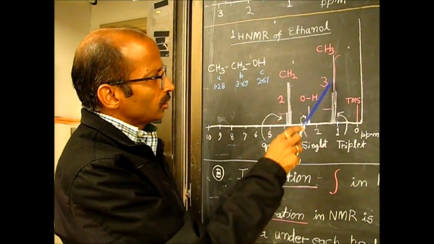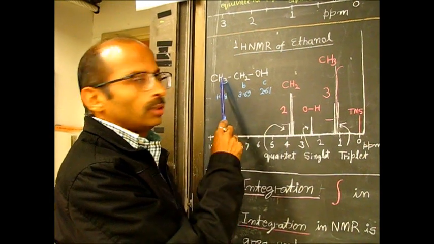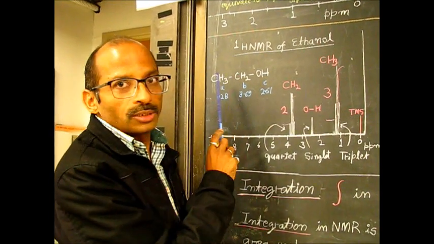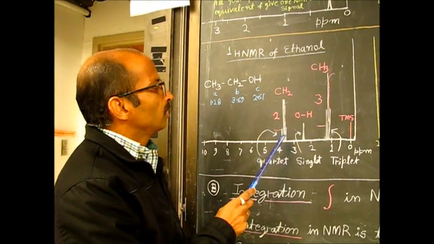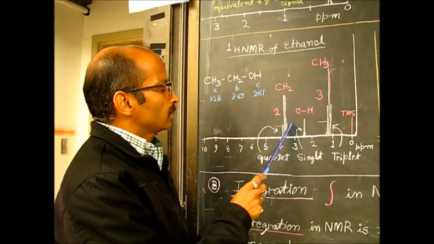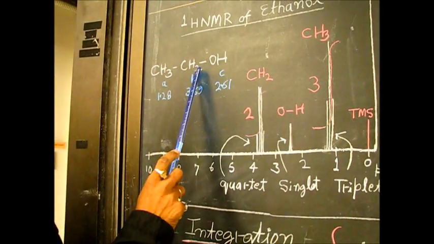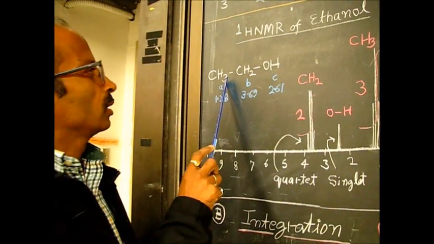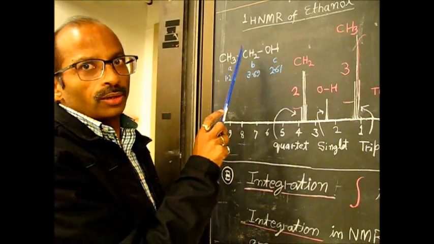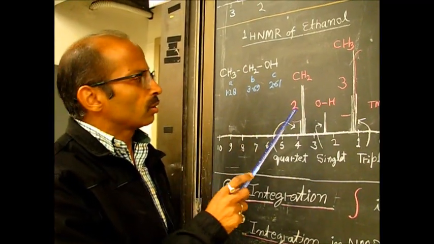So the integration of this CH3 is 3 protons, representing the 3 protons on CH3. This peak around 3.8 has 4 lines: 1, 2, 3, 4. And why are there 4? Because this CH2 is experiencing 3 neighboring protons. So 3 plus 1, according to the n plus 1 multiplicity rule. So 3 plus 1 is 4.